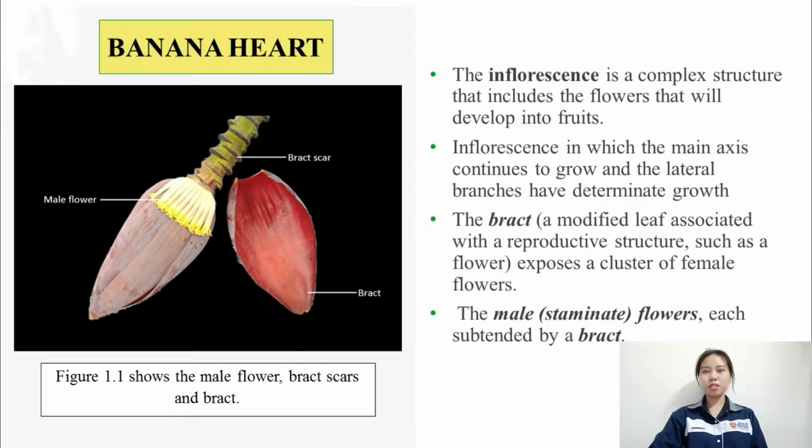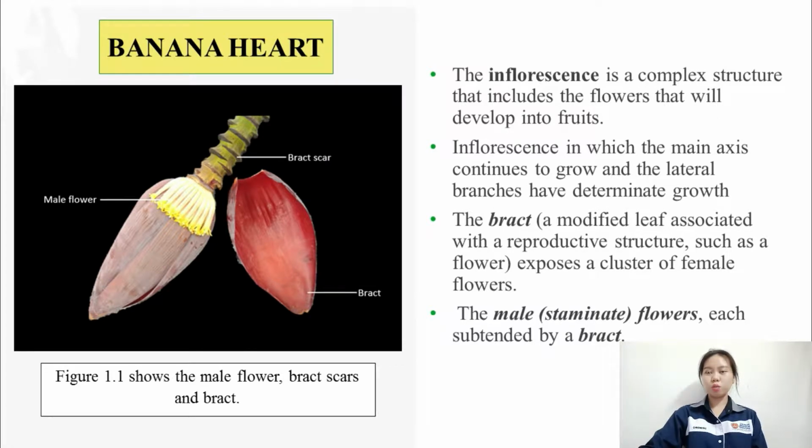The inflorescence is a complex structure that includes the flowers that will develop into fruits. This inflorescence, which the main axis continues to grow, and the lateral branches have determinate growth. The brake is a modified leaf, which associated with a reproductive structure, such as a flower.